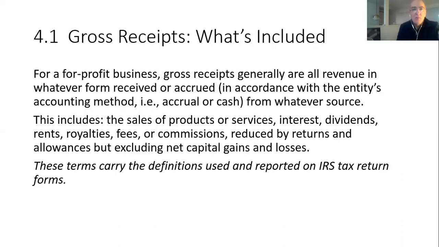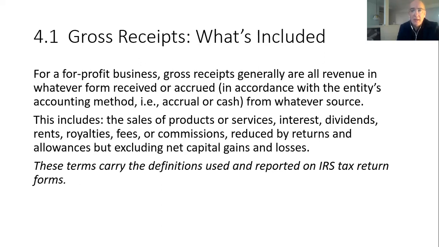Let's go into it. So what's included in gross receipts? Again, the language, the terminology and the words used are very important. For a for-profit business, gross receipts generally are all revenue in whatever form received or accrued in accordance with the business's accounting method. And as you know, for those of you with a good interest in finance, there's 2 ways to record money in your bank account for the purpose of your business. It's either accrual or it's cash. So you have to be clear about ensuring that you're consistent in the way in which you present that financial information. You'll include the sales of products and services.